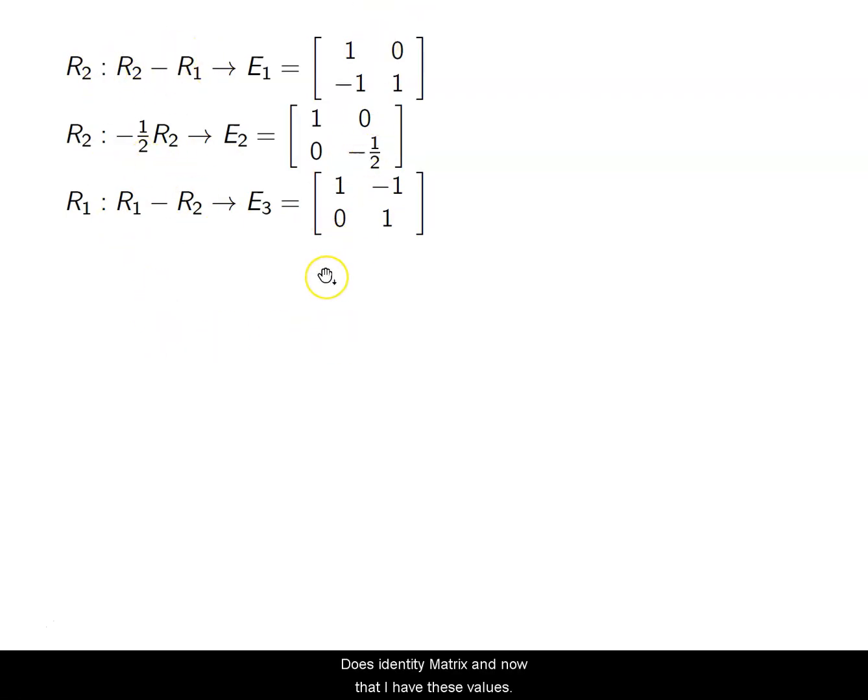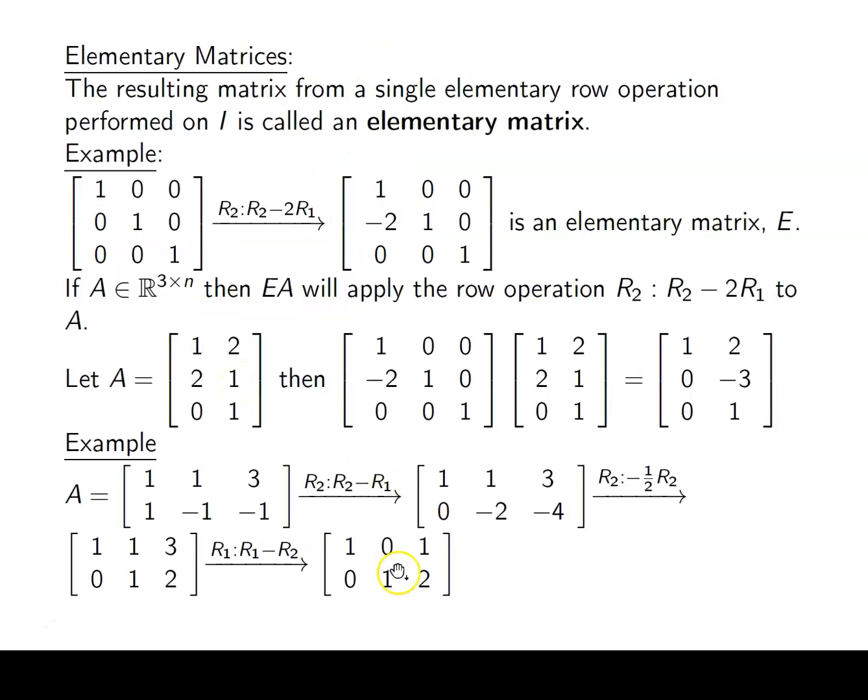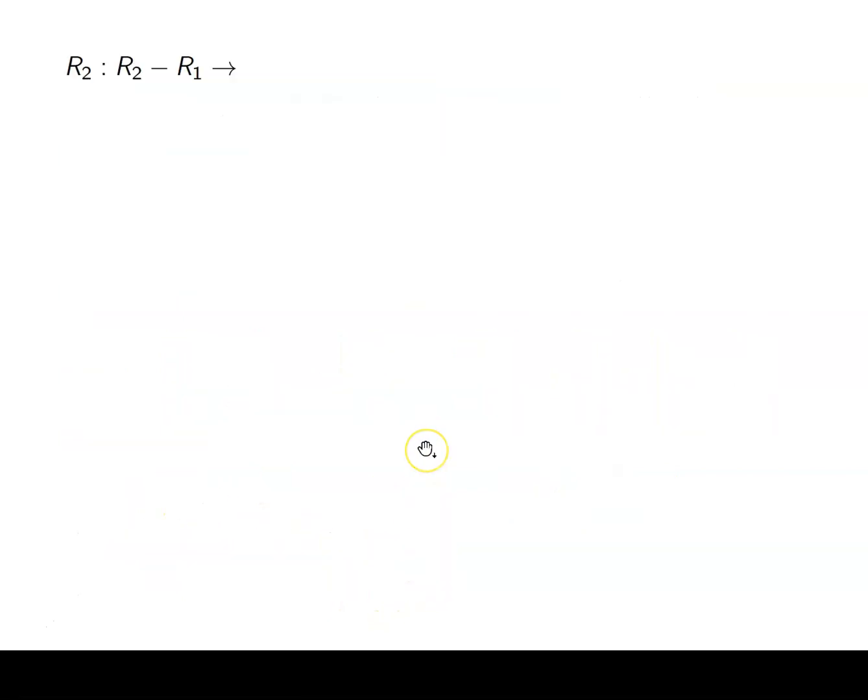And now that I have these values, it will go E3. So the last one is what's first. So you go in descending order: E3, E2, E1, and A. If I multiply these out in this order, I will get my result. So I would start with this, and I would get that.